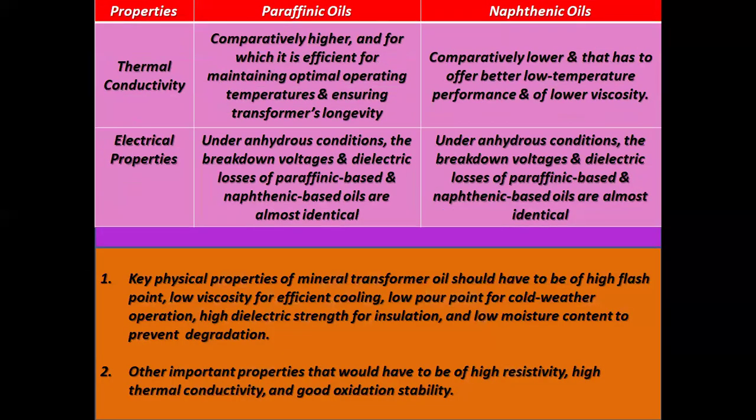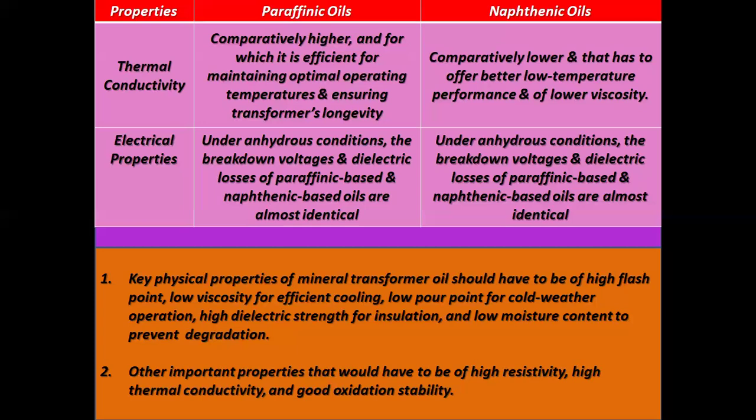Thermal conductivity: comparatively higher in the case of paraffinic oil, which makes it efficient for maintaining optimal operating temperature and ensuring transformer longevity. But naphthenic oils have comparatively lower thermal conductivity, and they offer better low temperature performance and lower viscosity. Electrical properties: under anhydrous conditions, the breakdown voltages and dielectric losses of paraffinic based and naphthenic based oils are almost identical.